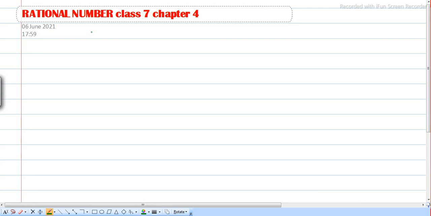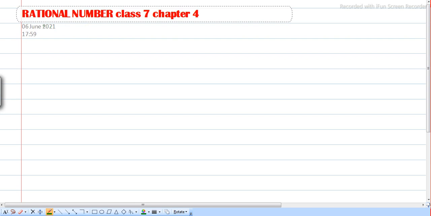Composite Mathematics, Rational Numbers, class 7 chapter 4 we are going to do. Okay, so let's start. In the previous exercise we have already discussed what a rational number is. Now we will discuss some properties of rational numbers. Okay, so let's go.